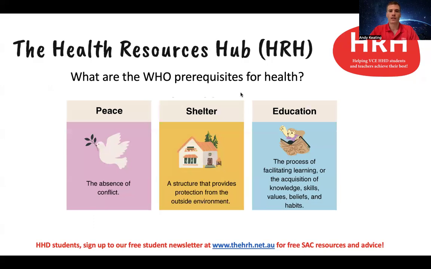So let's just touch on each of these WHO prerequisites briefly. You can see that peace is the absence of conflict. When using this as an example in an answer, think about what people are able to do when there are high levels of peace. They're able to attend school or attend work or participate in their community, and then you can link that to dimensions of health and well-being.